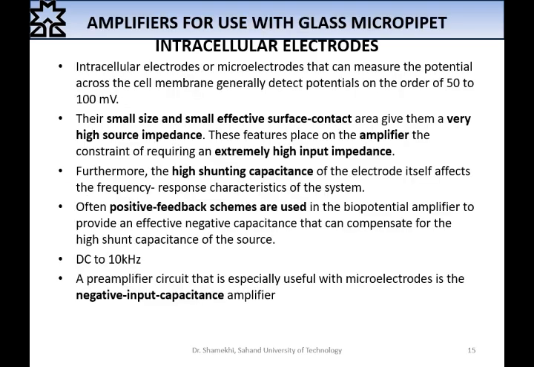Amplifiers for use with glass micropipette intracellular electrodes, and related amplifier specifications, are discussed in this slide. Intracellular electrodes or microelectrodes that can measure the potential across the cell membrane generally detect potential on the order of 50 to 100 millivolt.